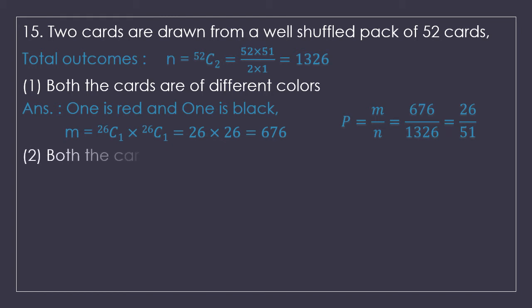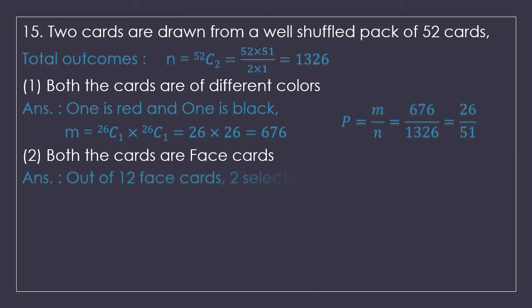Second sub question is both the cards are face cards. Again I have told you to refer to that particular video. So there are a total of 12 face cards, and out of them we are supposed to select 2. So that will make it 12C2, that is 12 into 11 upon 2 into 1, that is 66 options. Those are favorable. Putting it into the formula, 66 upon 1326 simplified is 11 upon 221.